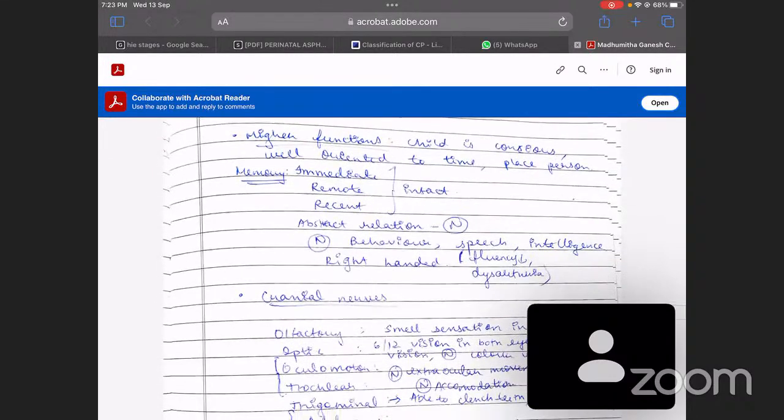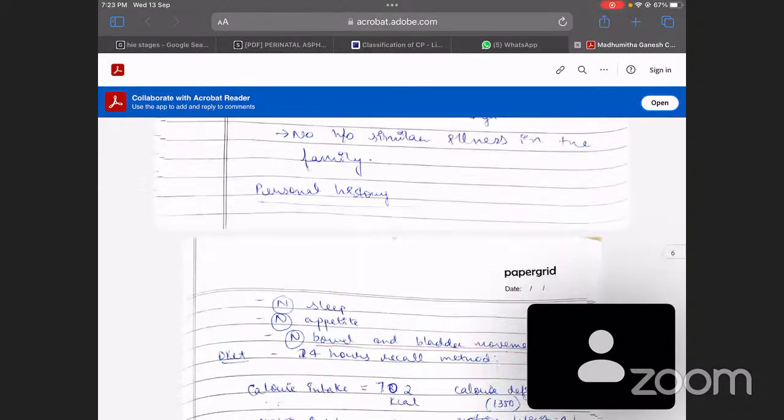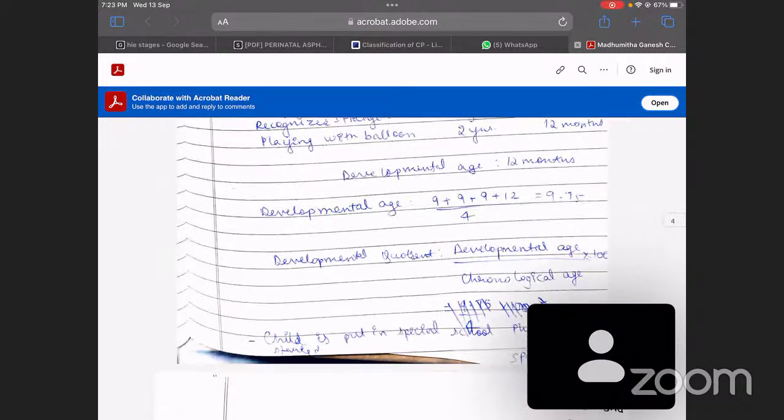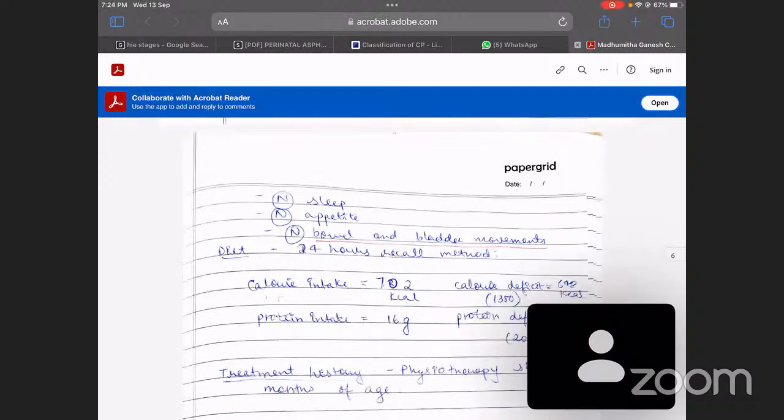The higher functions: the child is conscious, well oriented to time, place, and person. Memory, immediate, remote, and recent memory is intact. Abstract relation is normal. Wait a minute, be very careful here. The child is babbling, right? What language milestone has the child attained? The child has attained babbling only. How will you say the child is oriented to time, place, and person? He was repeating random words, but they weren't properly articulated, so we just assume.